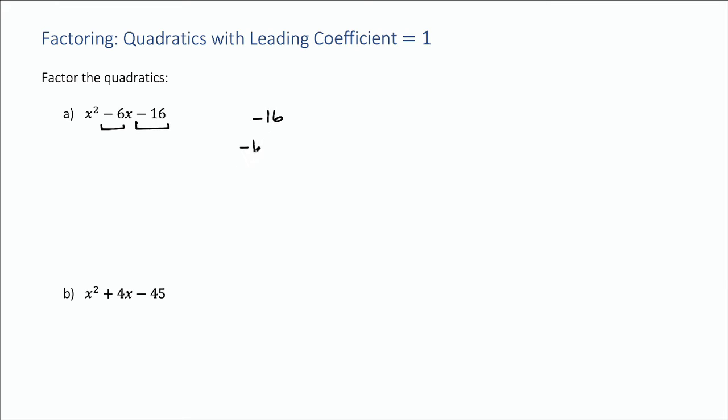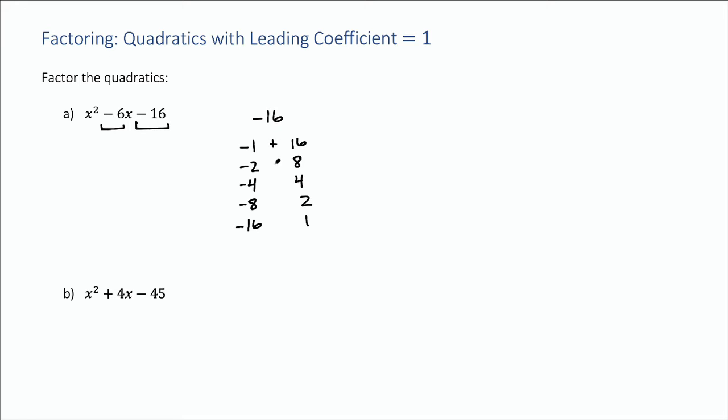Well, I could have a negative 1 and a positive 16, or a negative 2 and a positive 8, negative 4 and positive 4, negative 8 and positive 2, negative 16 and positive 1. These are the easy pairs that multiply to be negative 16. And then we're looking for a pair that adds to be negative 6.